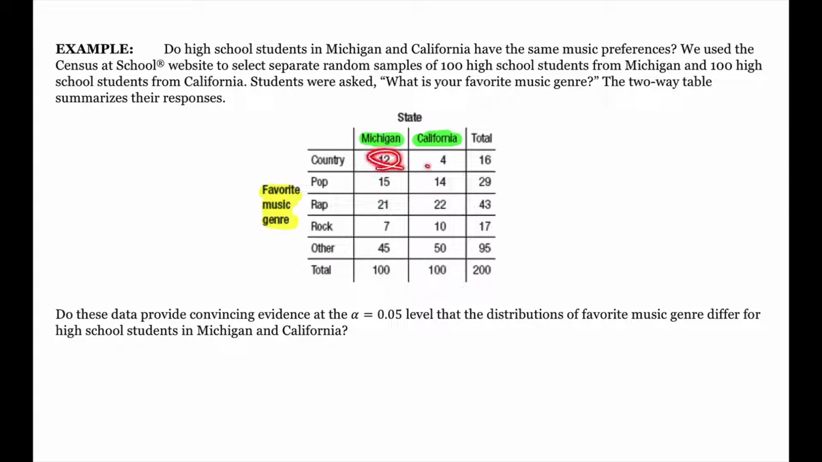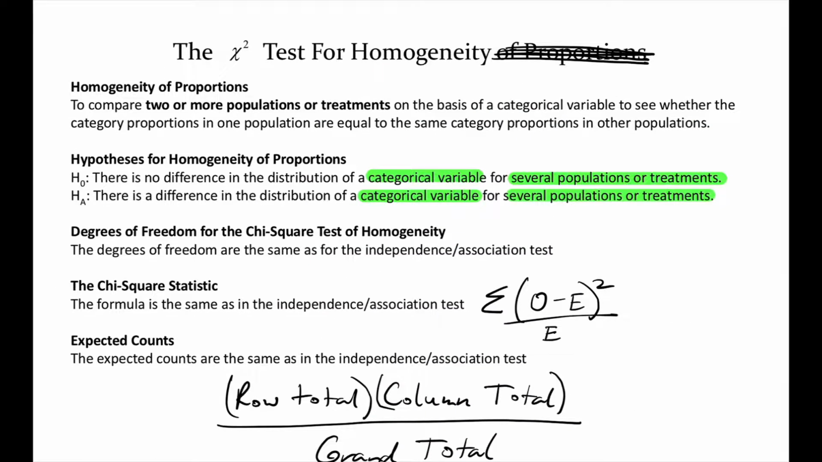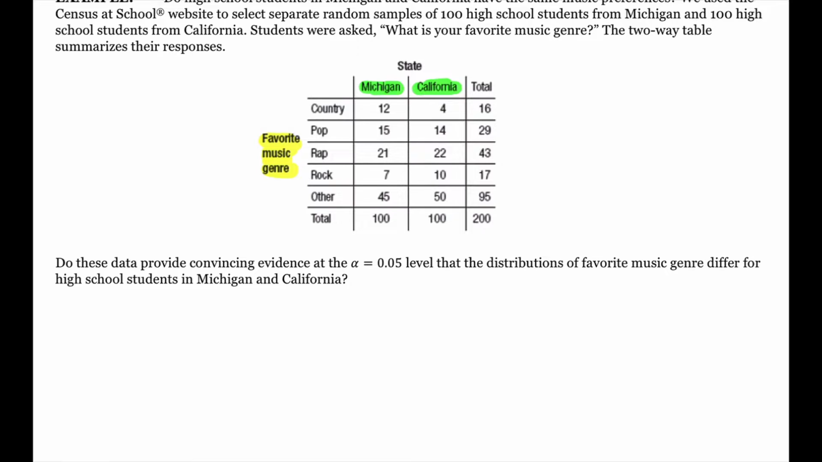Some are off a little bit. This one's off by 8. This one's off by 1. But we're looking for significantly different, okay? Because our null hypothesis is going to be there is no difference. And if we can reject that, then we're going to say there is a difference, okay? So that's the prompt there.